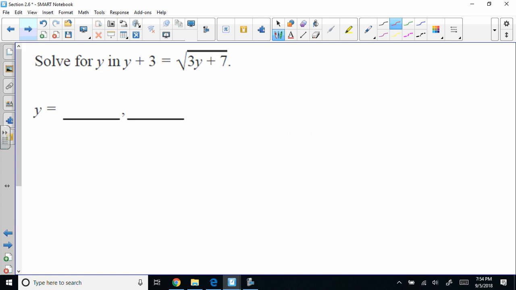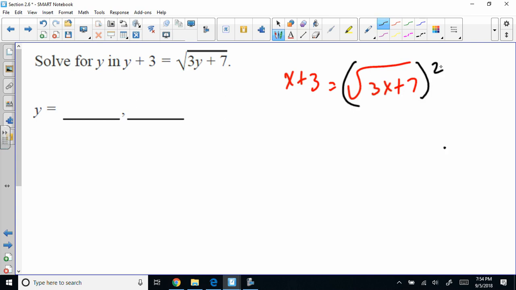All right. So what would you do here? I hate y's, so I'm going to change these to x's, just because I live in a world of x, right? So x plus 3 equals 3x. All right, there you go. So what's the first thing you want to do? You've got to get rid of that radical, right? That's a square root, so I'm going to square.